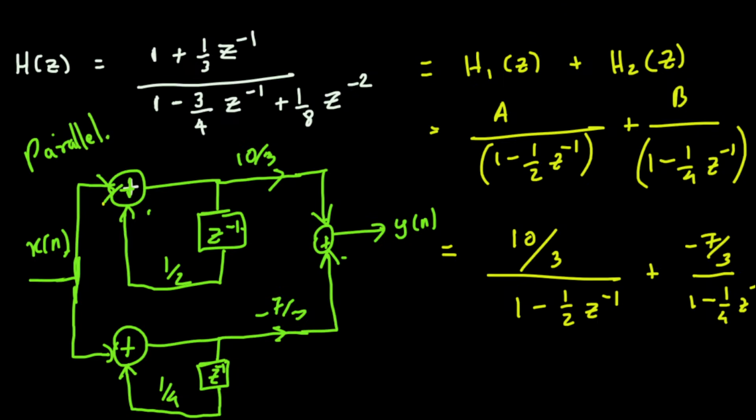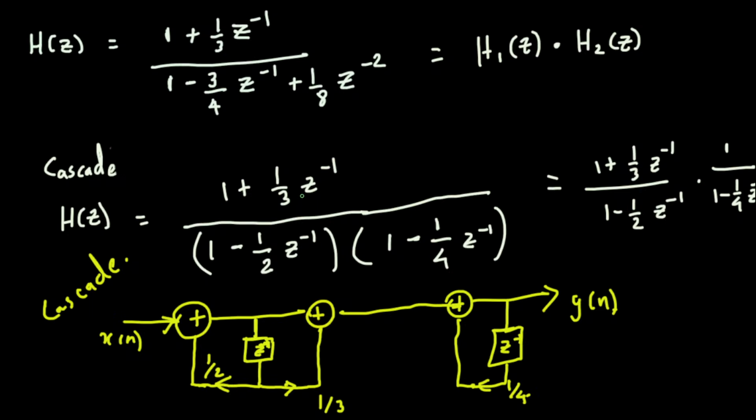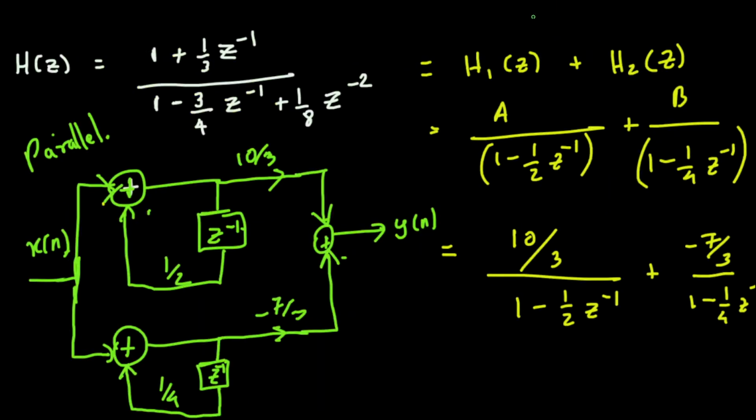For the cascade, we factor this one and separate one term as it is. We put the first term as a numerator for the first factor, and for the second one we just put 1 on top of it, and then separate and connect them serially. This one we connect in parallel, and we find the equations for h1 of z and h2 of z using partial fraction decomposition. And that's how we do this kind of problem.